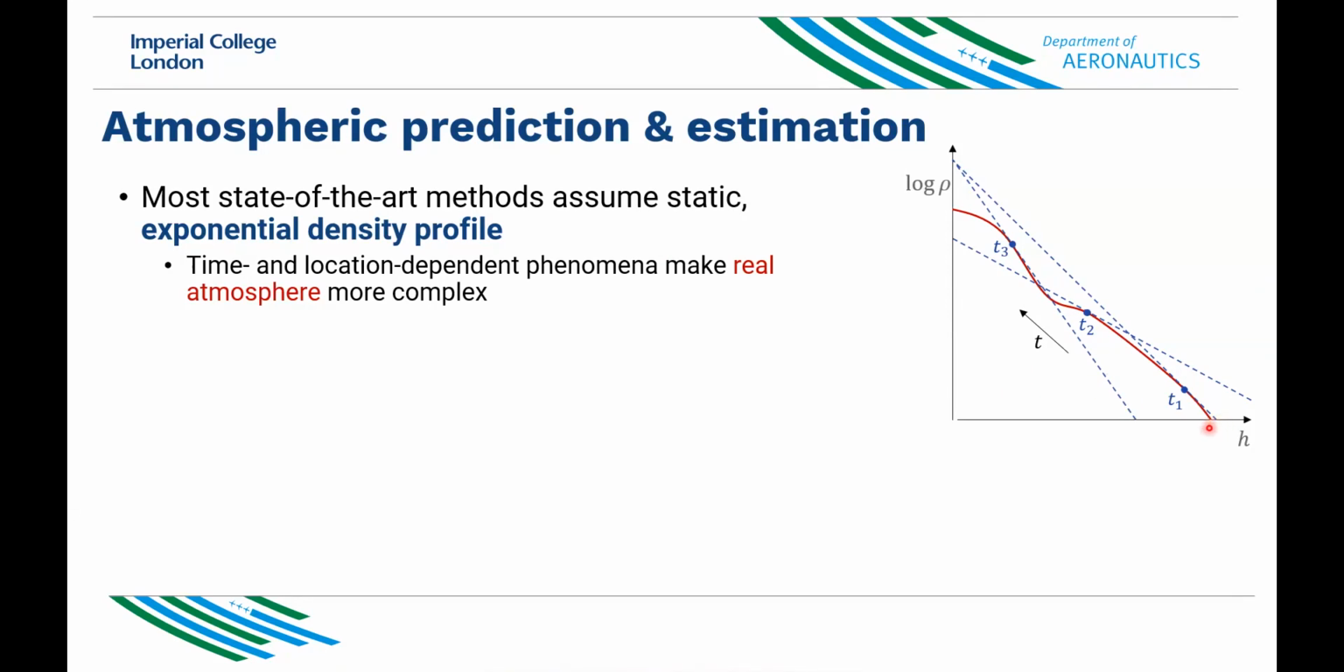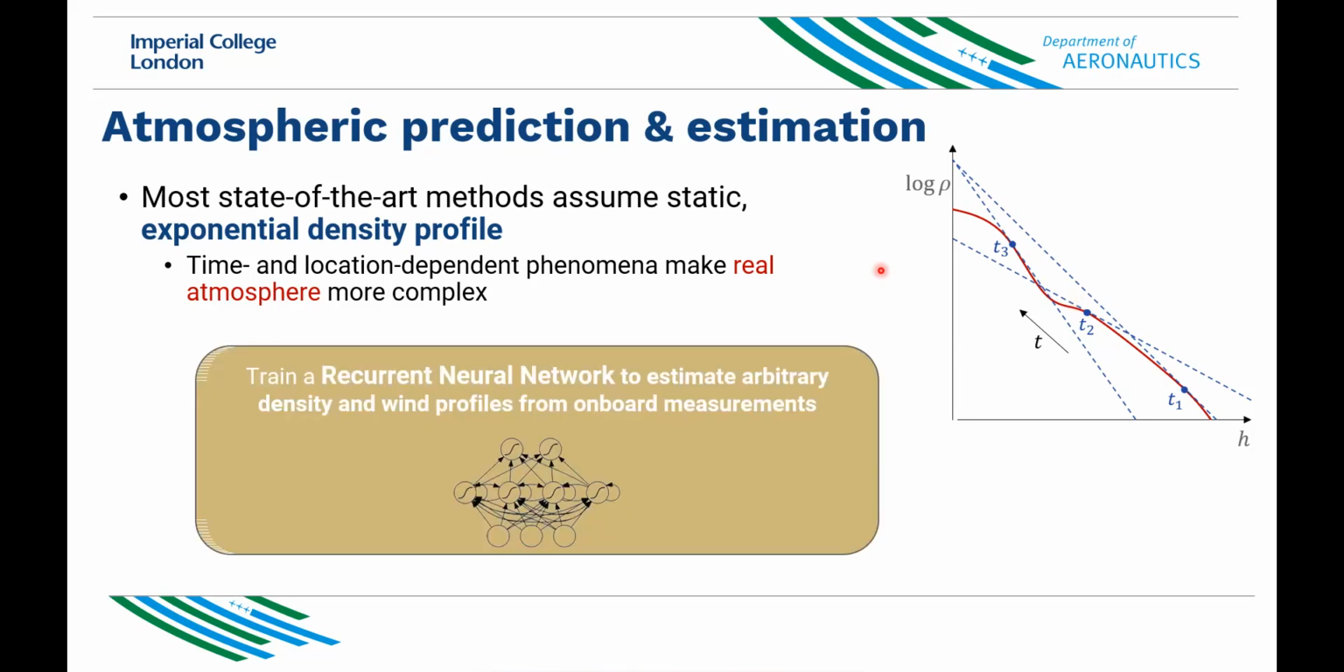So on this sketch here, the red curve is the density that is experienced along a notional entry trajectory. And if we approximate this curve with an exponential, at each time we essentially approximate the curve with its tangent. And the distance between the tangent and the curve is essentially error that is being introduced in the predictor phase. So our approach is to use machine learning, in particular a recurrent neural network that's pre-trained before the mission, to estimate arbitrary density and wind profiles from onboard measurements. And in particular, we use inertial measurements for now.